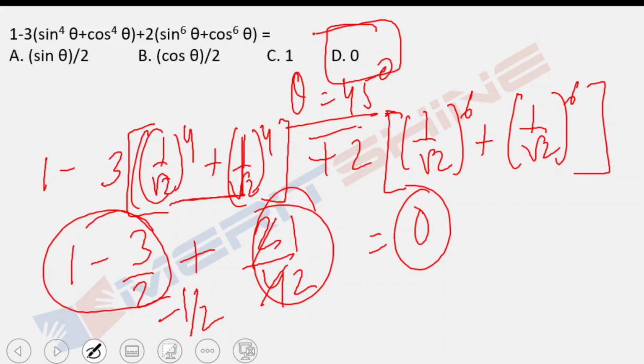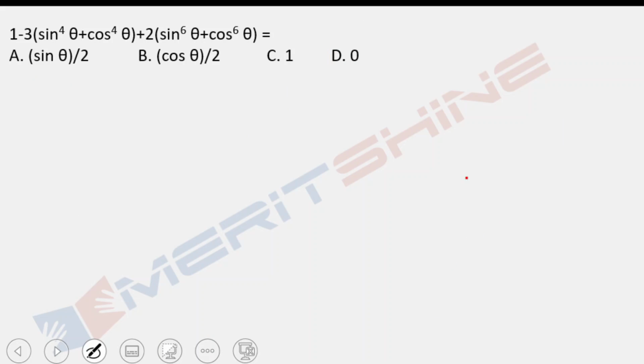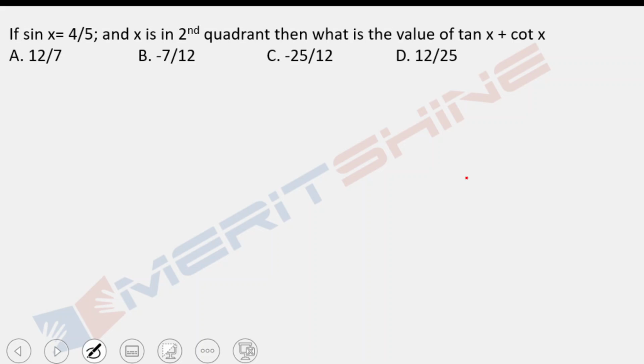If I had put 0 degree, I would have got confused between all the 4. But now I know that it is definitely 0. Answer is D. Chalo, the next question now. Okay, another type of question now.